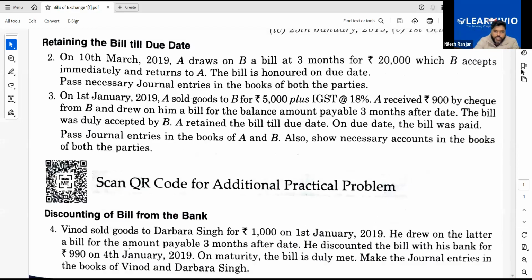You can see here on 1st January 2019, A sold goods to B for 5,000 plus IGST at the rate of 18%. A received 900 by check from B and drew on him a bill for the balance amount payable 3 months after date. The bill was duly accepted by B. A retained the bill till due date. On due date, the bill was paid. Pass journal entries in the books of A and B and show necessary accounts in the books of both the parties.